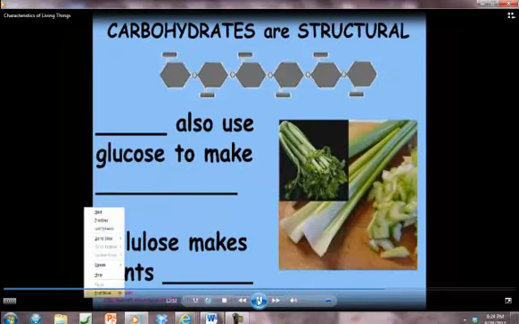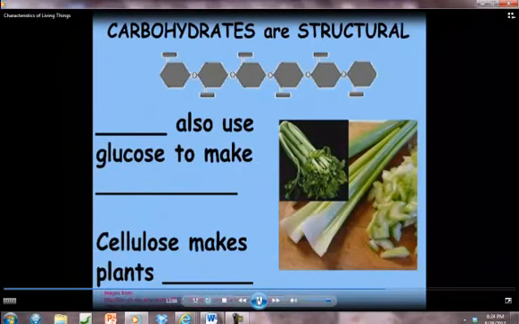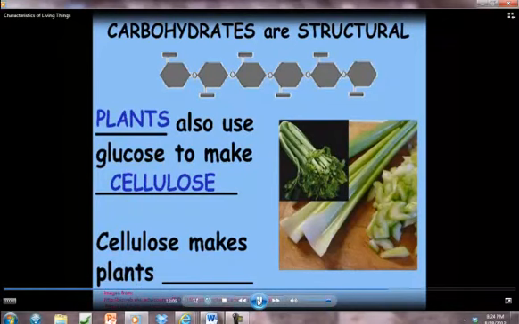The third molecule that we talked about is this molecule. Plants also make something called cellulose. Remember that every other one is upside down and backwards. Okay? Cellulose is a molecule that makes plants sturdy.